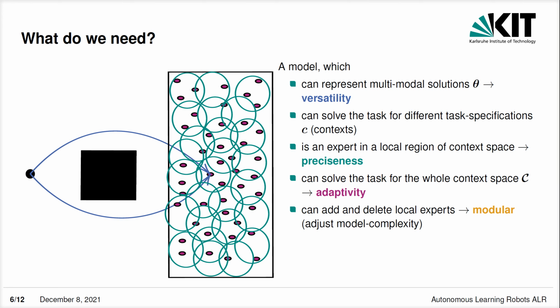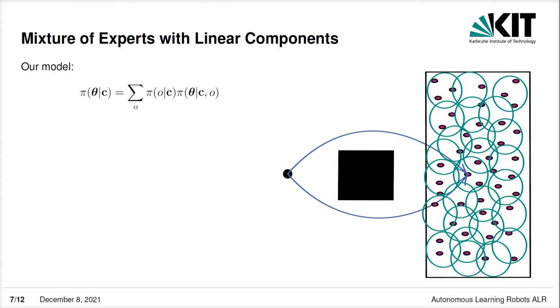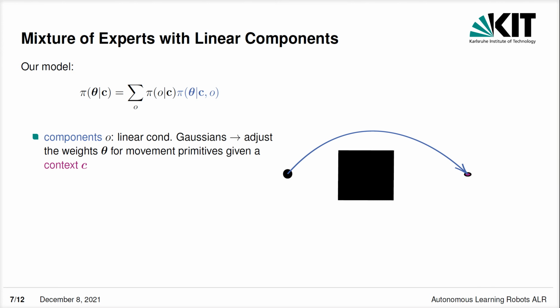Finally, we desire that our model can adjust its model complexity by adding and deleting local experts and therefore be modular. A suitable model which can handle these properties is a mixture of experts model. Commonly, a mixture model is given through the shown equation, where we have a gating distribution pi of O given C, which chooses the component O given a context C. Subsequently, the component pi of zeta given C, O, adjusts the parameters of the movement primitive controller given the context. This component represents one mode of the solution space as can be seen in the right image.